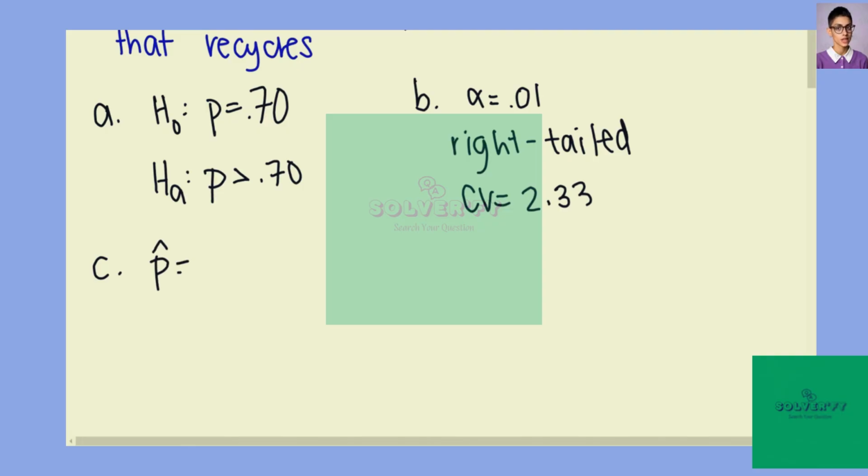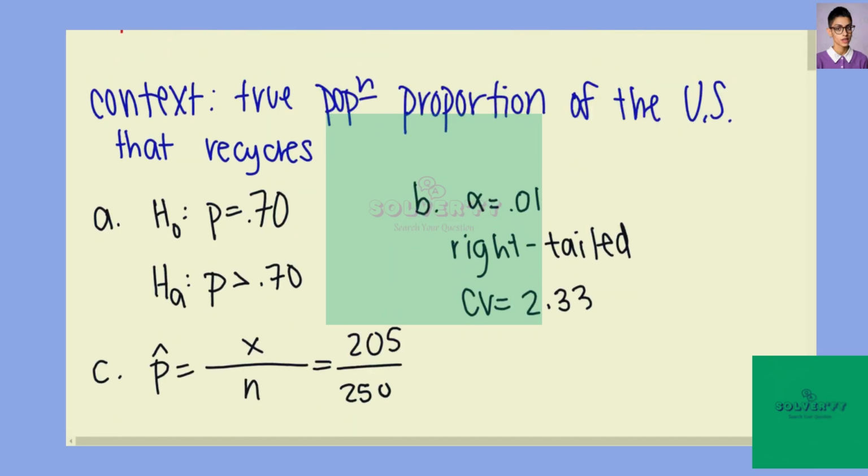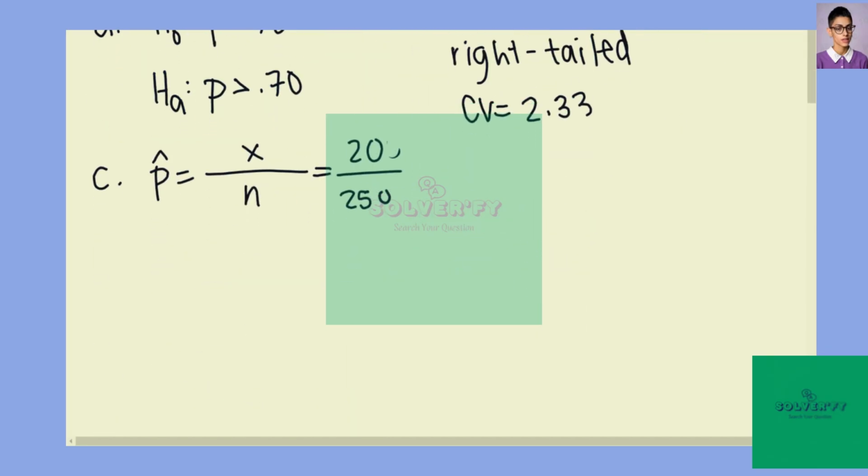We start by finding our p-hat. That's equal to x over n. This is our sample proportion. So we have 204 over 250, and we get 0.816 as our proportion.